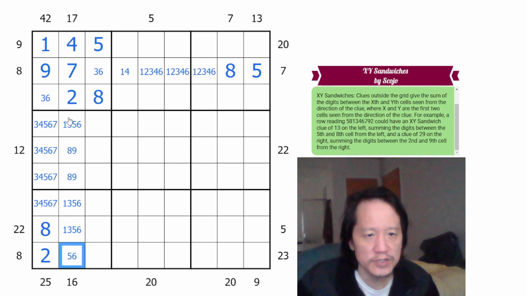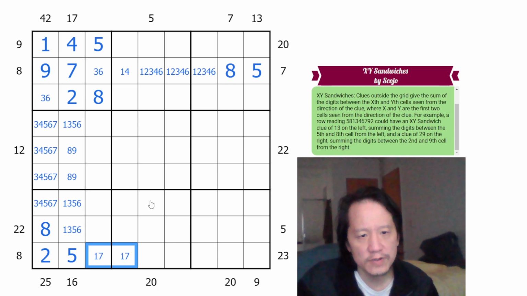If this is ever 6, it can't be with 5 because that would be 0 digits. If it was 6 with 3, that doesn't work. So therefore, this has to be 2 and 5. And there's 2 digits that add up to 8 between 2 and 5. So it has to be 1 and 7. Can't be 2, 6, can't be 3, 5, can't be 4, 4. It has to be 1, 7.